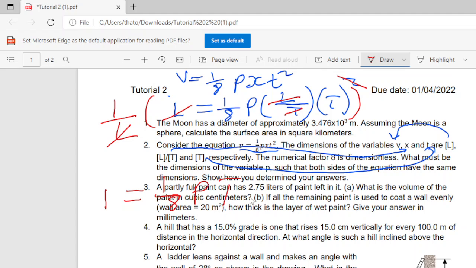Now I'm going to multiply by 1 over t to get rid of this t. So t will cancel t. When I multiply by 1 over t with 1, the answer will remain as 1 over t, which is equal to 1 over 8 p. As I said, this is just a constant, so it will be there. You could have just omitted it just to check what is p. So the dimension of p is this.